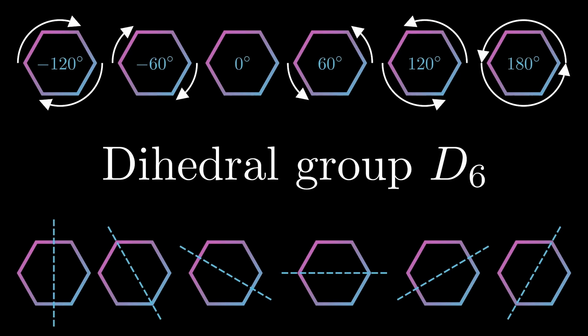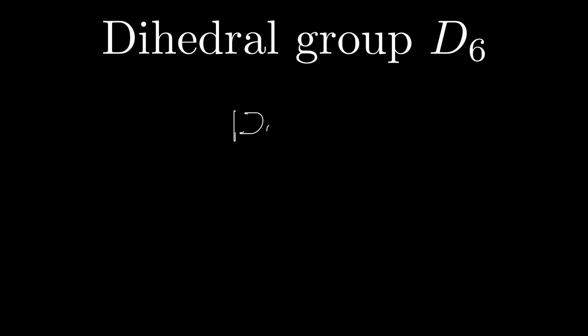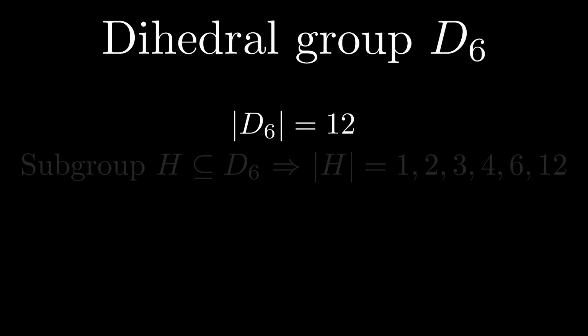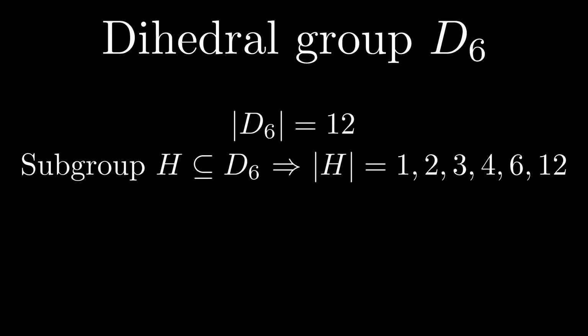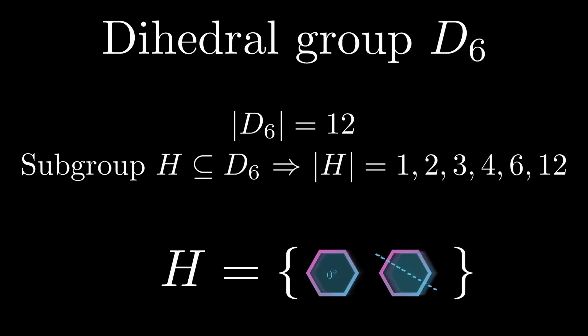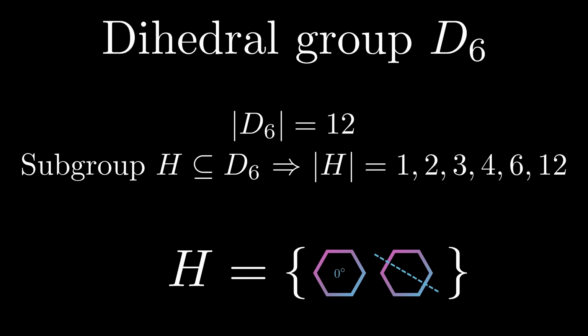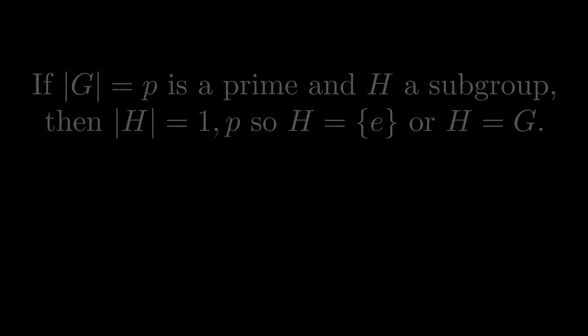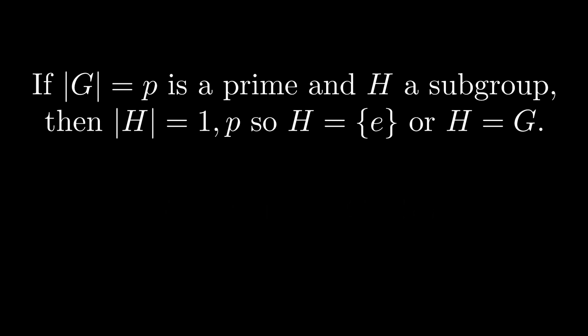For example, in the dihedral group D6, which has 12 elements, possible subgroup sizes must divide 12. The subgroup of all rotations has 6 elements, and the subgroup consisting of the identity and a single reflection has 2 elements. If a group has a prime number p of elements, the only possible subgroups have size 1 and p, so only the identity element or the entire group.